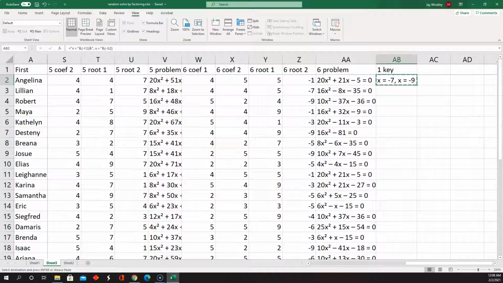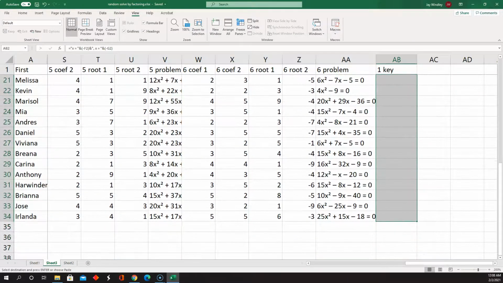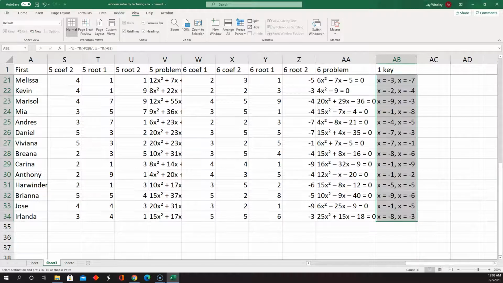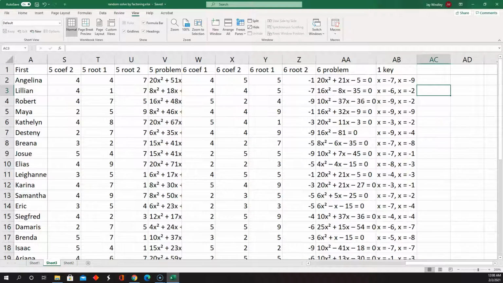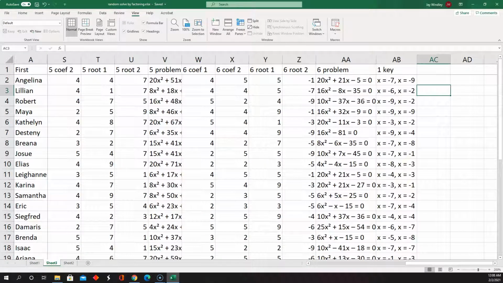And notice as I copy and paste that key all the way down, now I have a key for every student's problem. And notice the issue is that if I copy and paste on the randomized sheet over here, all the problems will change. So I want to be able to mess around with the answer key after I've sent all the students their test, or after I've printed out all of the tests.